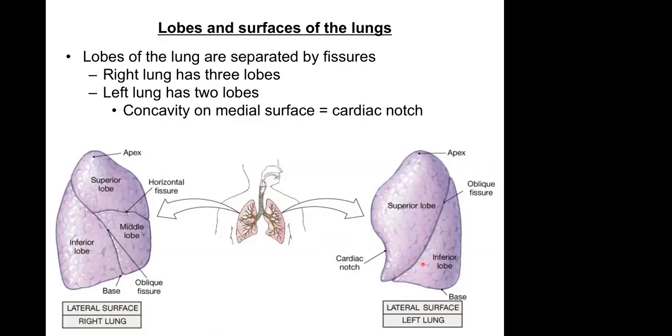So anatomically, the right lung has three lobes, superior, middle, and inferior, and the left lung has two lobes, superior and inferior. The right lung has two fissures, horizontal and oblique. The left lung has only the oblique fissure, one fissure. The top of the lung is called the apex. The bottom of the lung is called the base, which is sitting on the diaphragm muscle. In the case of the heart, the apex and base are just a little bit opposite.